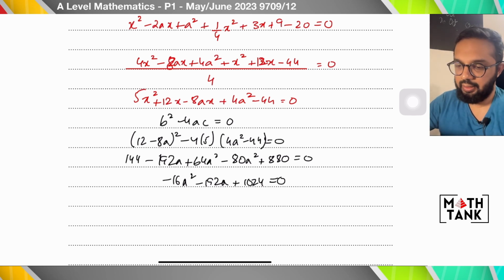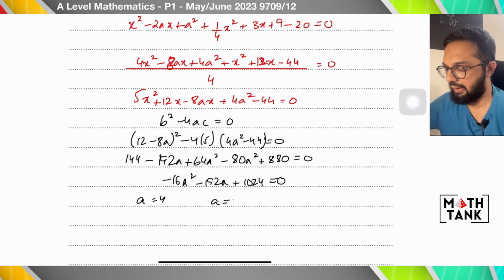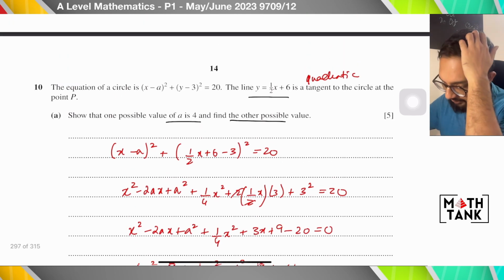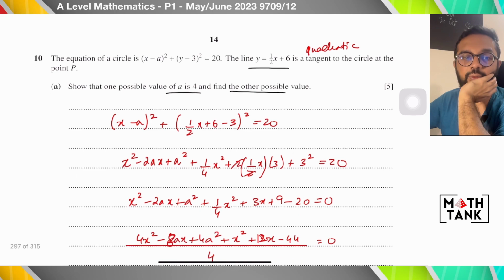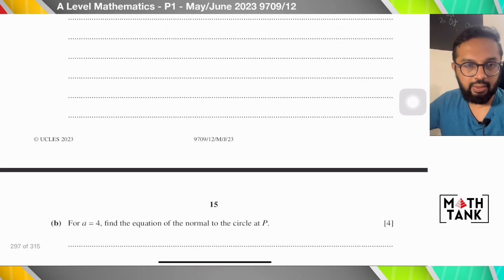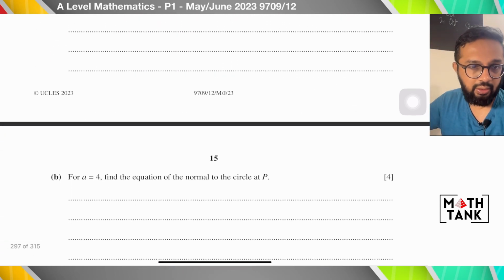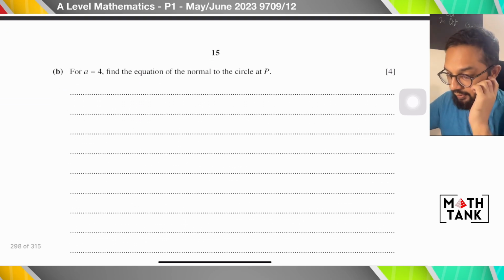Okay, putting that into a quadratic again: minus 16, minus 192 and 1024. So I get a as 4 or minus 16. I think that was what the question was asking. So one of the values is 4, the other is minus 16. Let me check if those answers are correct. Yes, they are correct.